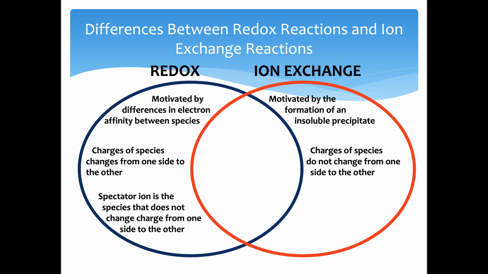In redox reactions, the spectator ion is the species that doesn't change charge. Whereas in an ion exchange reaction, the spectator ion is the one that doesn't make the precipitate. Because the rules of the game are different, the definition of spectator will be different as well.